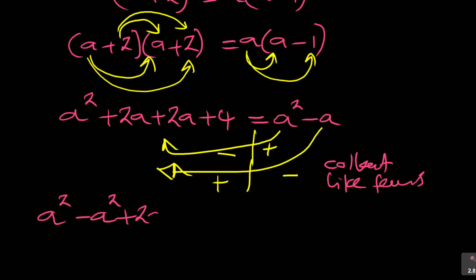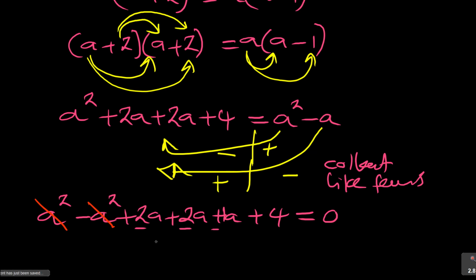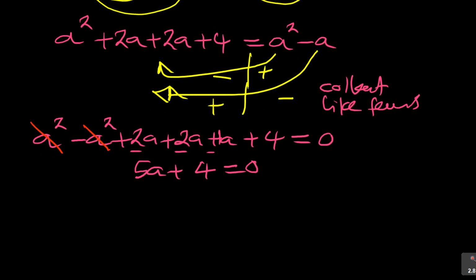Plus 2a plus 2a, they are common. That negative a became also positive a. Plus 4, now nothing remained, then you write 0. That's where it cancels. Then you look at the numbers, 2 plus 2 plus 1, because there is a hidden 1 there. A is 1. 2 plus 2 plus 1 is 5a plus 4 is equal to 0. Now the question is, how do you get a? You know what to do.